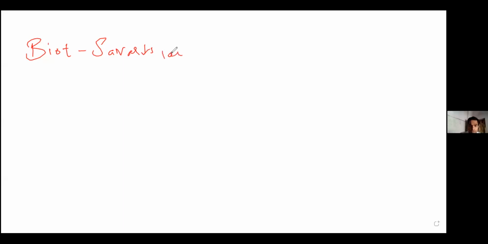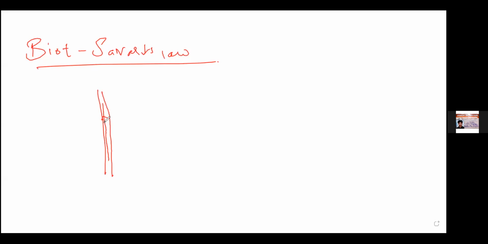So in Biot-Savart's law, what we saw is, if there is a current carrying conductor, like from Oersted's experiment, we know that a current carrying conductor produces a magnetic field, right? So it's a more than 150 year old story. What Biot-Savart gave was how much the magnetic field is.